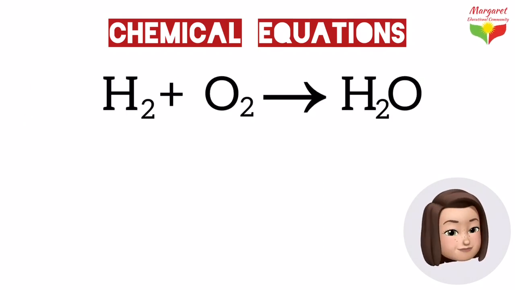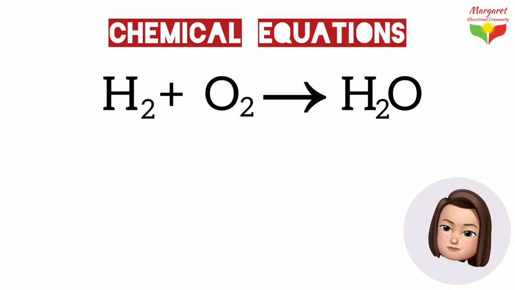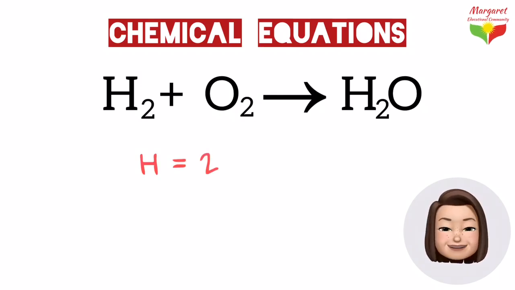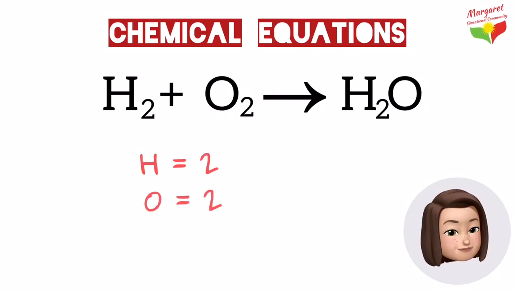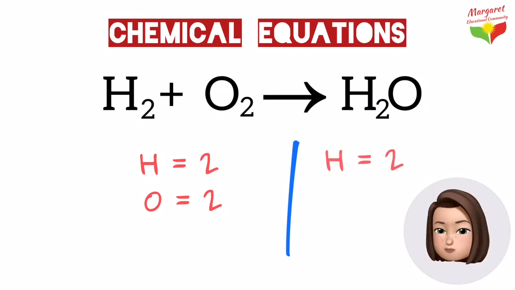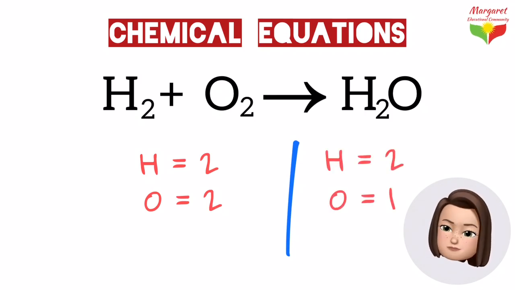Now look at figure 6 in your book. We have H2 plus O2. The arrow shows that it is going to form H2O. Now this equation is not balanced. Let's count the atoms. We have 2 hydrogen here and 2 oxygen here, whereas in the product section, we have 2 hydrogen and only 1 oxygen.